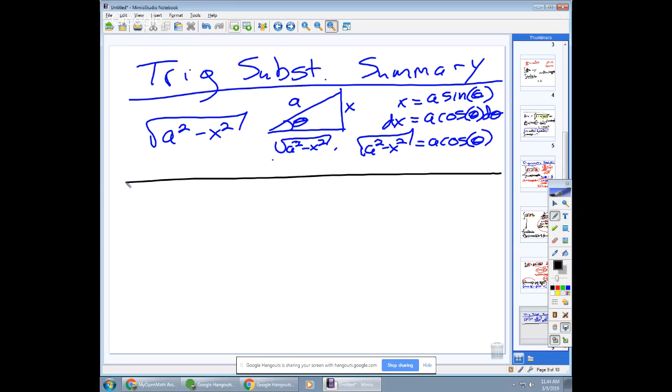Next case. Suppose instead it was x squared minus a squared. Here's theta right there. X has to be what in this case? X is the hypotenuse. And then, let's see, I want the square root over here. And so a is going to go down there.